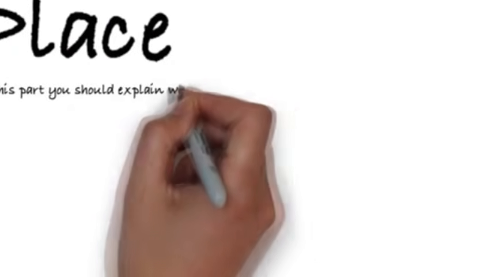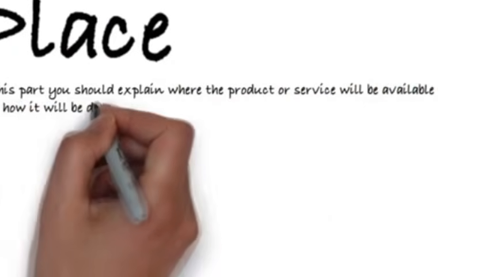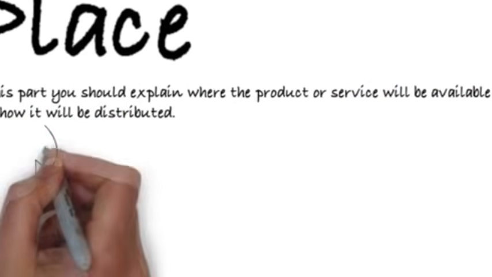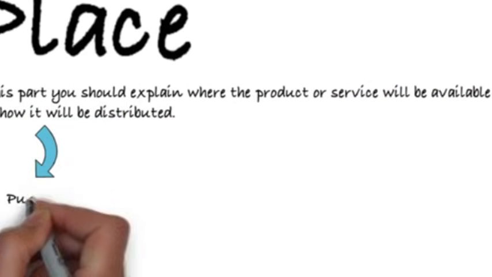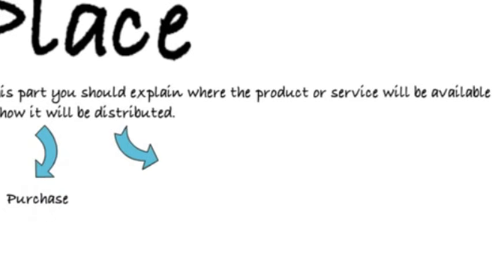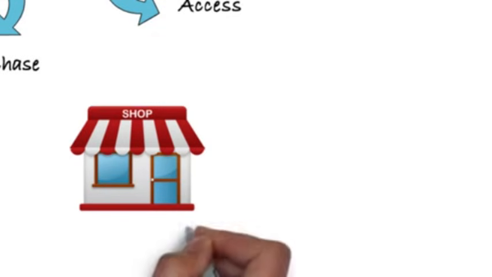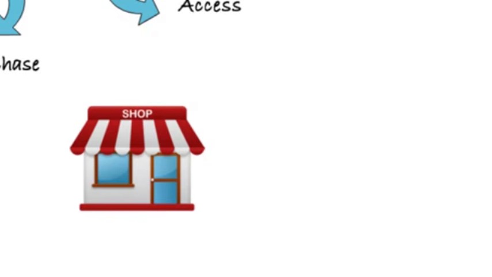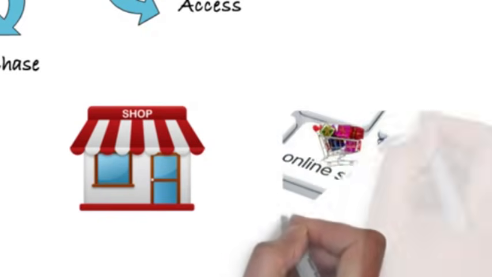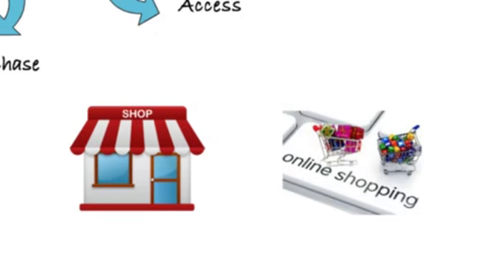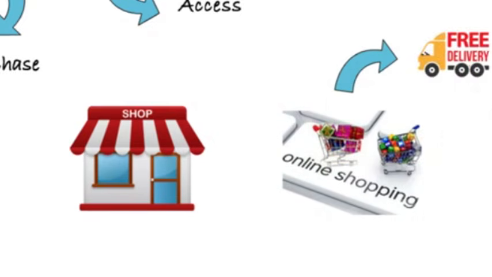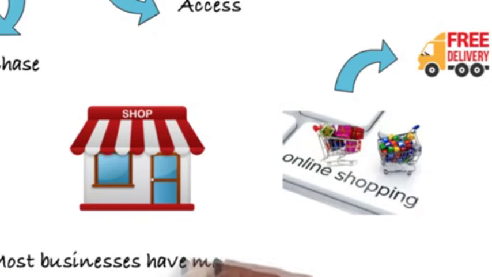Next, you should define place, where the product or service will be available and how it will be distributed. There may be 2 aspects of this: where the customer can purchase the product and how they access it. For some products, this may be the same for both aspects, such as purchasing and accessing something in a retail store. However, a customer may also purchase something online and access it via delivery or collection. Most businesses have more than one distribution option.